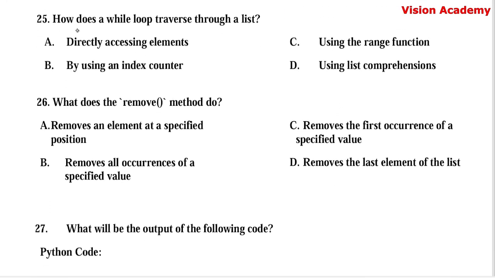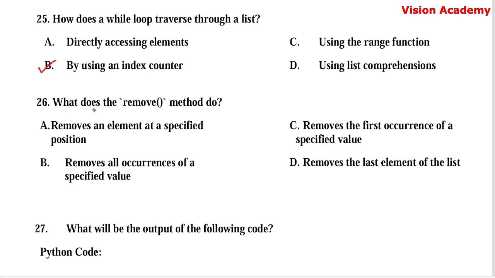Question number 25. How does a while loop traverse through a list? Option A, directly accessing elements. B, by using an index counter. C, using the range function. D, using list comprehensions. Here option B, by using an index counter, is the right answer.